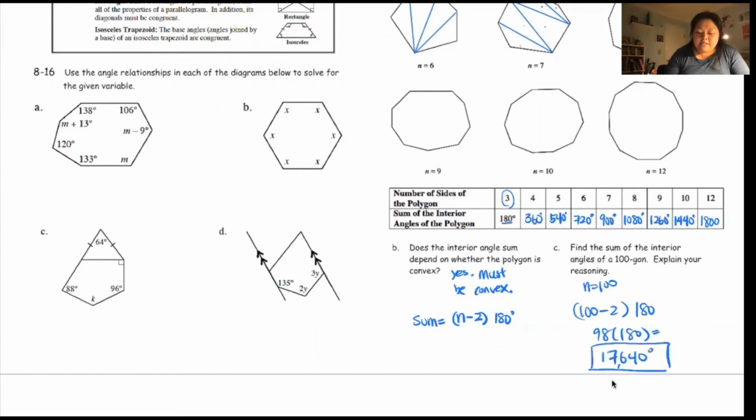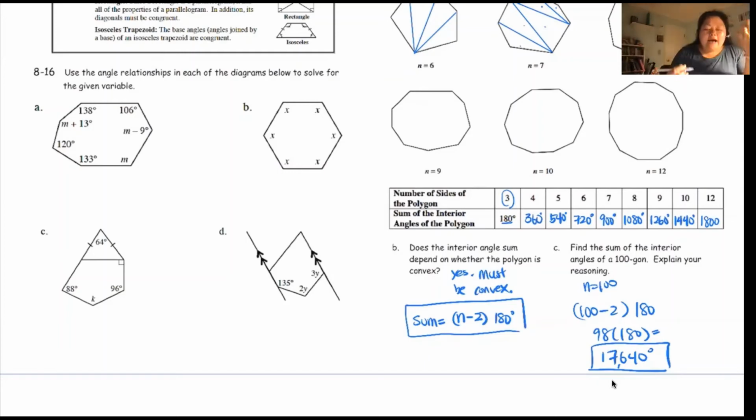All right, and it says explain your reasoning. This is your explanation. This is your formula that is going to be your bread and butter for finding the sum of the interior angles of any polygon. Okay, now let's see, using that relationship. I apologize, the problems are a little out of order because of the way I needed the space. So we're not going to jump back to 8-16.